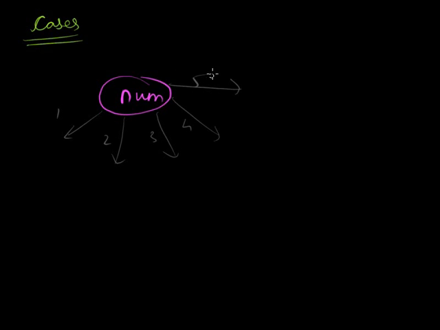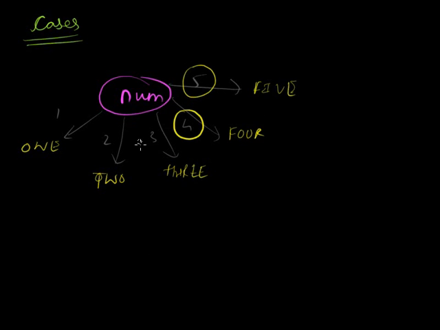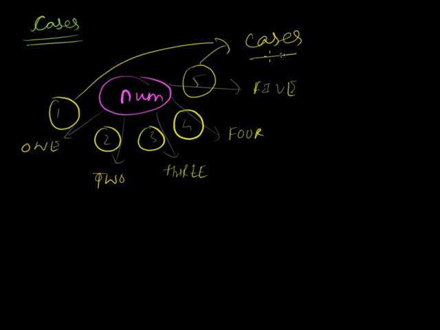If its value is 1, if its value is 2, if its value is 3, if its value is 4, and 5. Okay, what you do is, if its value is 1, you print 1. We have done this. This is 2, 3, 4, and 5. Now we know that these 1, 2, 3, 4, and 5 are cases for num.